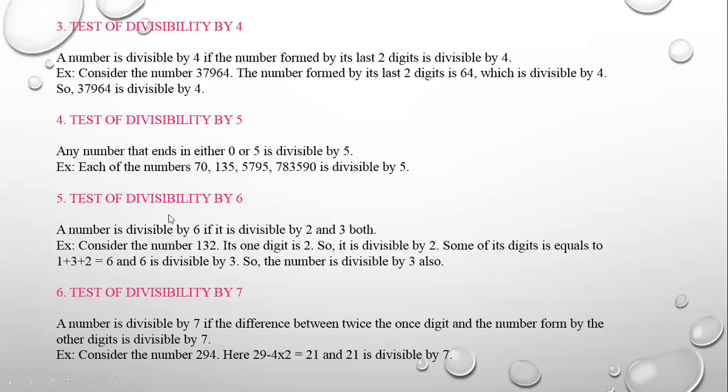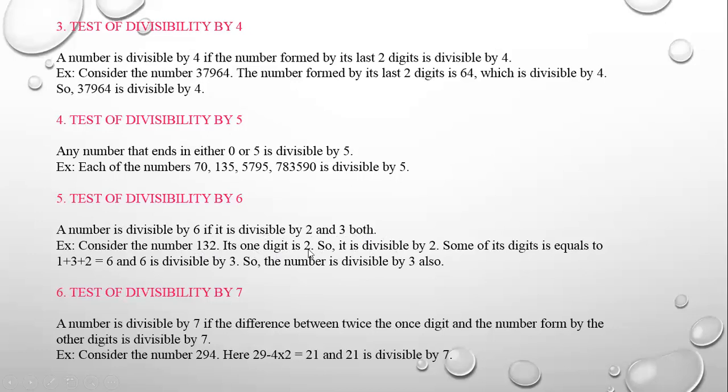Next, we have the divisibility by 6. A number is divisible by 6 if it is divisible by 2 and 3 both. Not 2 or 3. 2 and 3 both. So see the number here. It's 132. So we need to find whether 132 is divisible by 6 or not. So here see the ones digit is 2. So it is divisible by 2.